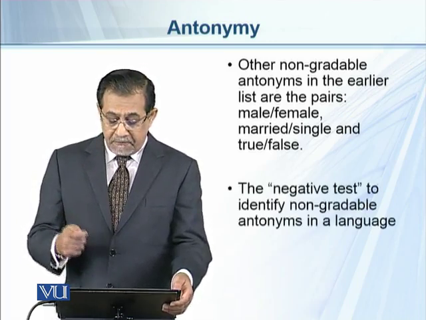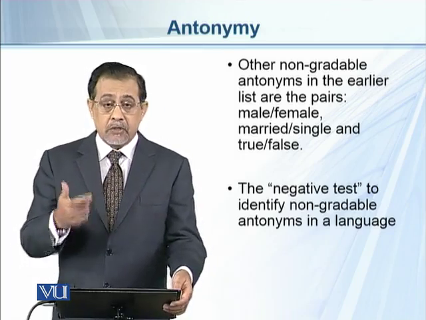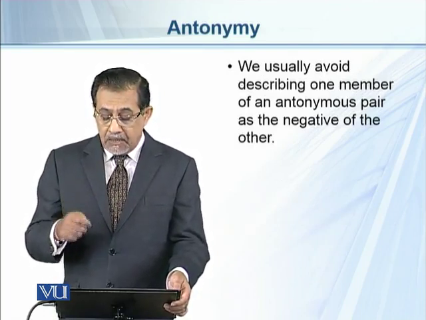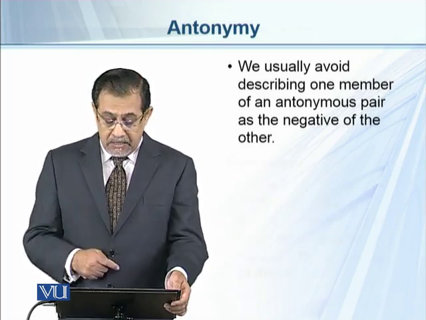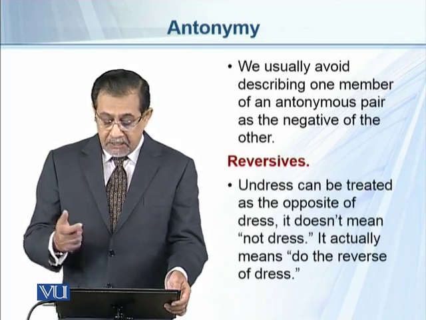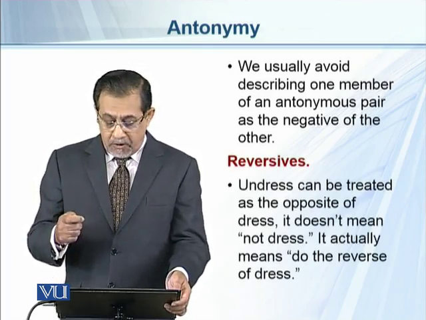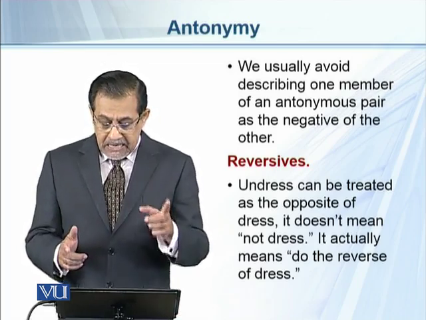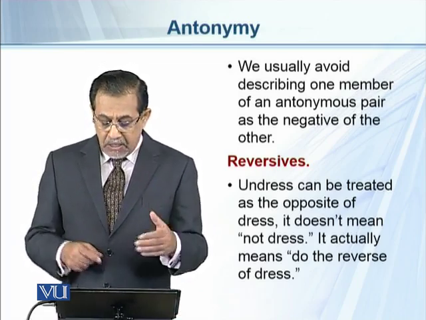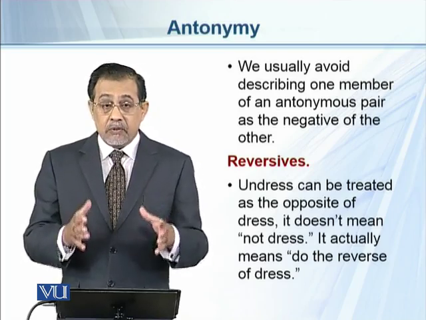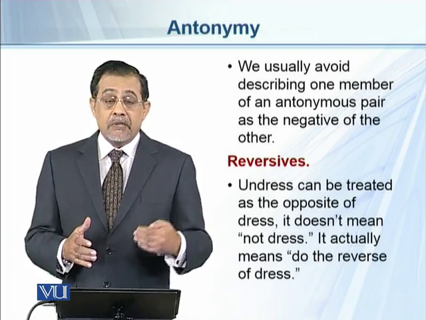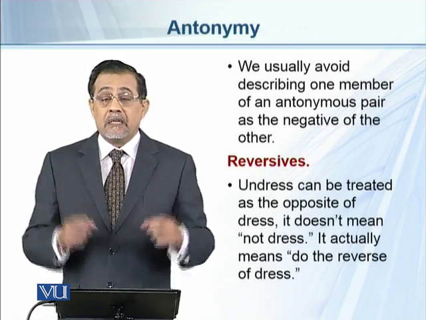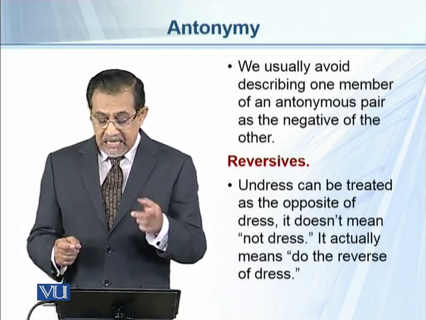So the negative test to identify non-gradable antonyms in a language. Let's look at how it is possible. We usually avoid describing one member of an antonymous pair as the negative of the other. For example, they are called reversives. Undress can be treated as the opposite of dress. It does not mean not dressed. It actually means do the reverse of dress. So you can see that undress is the opposite of dress. But here it is not opposite as it is found in other pairs. It means actually do the reverse.